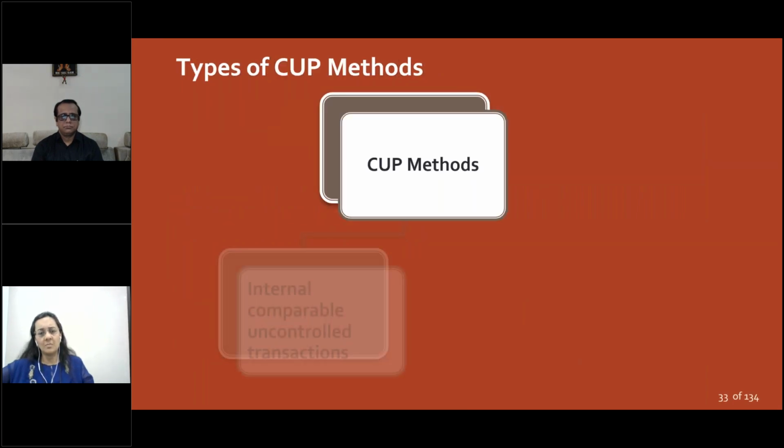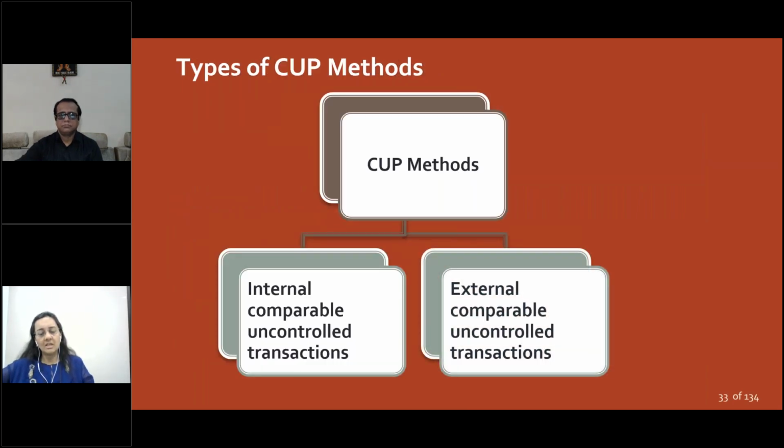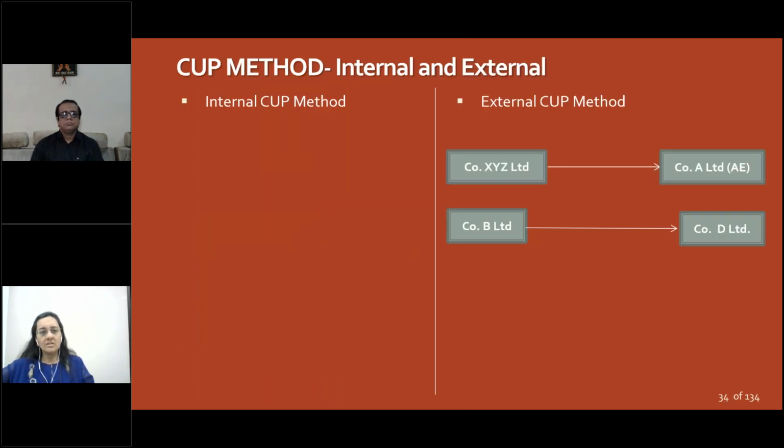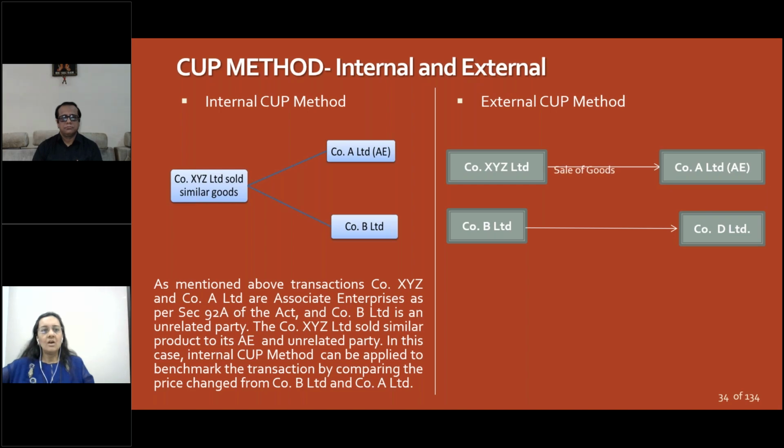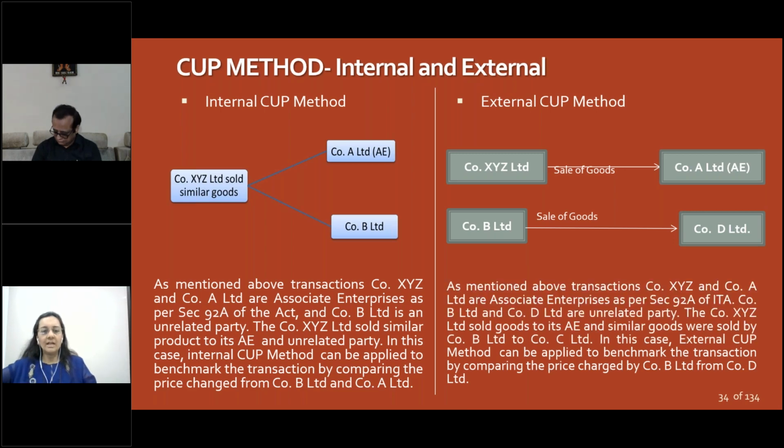Now, what are the types of CUPs? There are two types of CUPs that are available. There's an internal CUP and an external CUP. What is the difference? An internal CUP is a CUP in which the same party transacts with two different entities. One is an AE and one is a third party. In such a case, you have an internal CUP that is available.